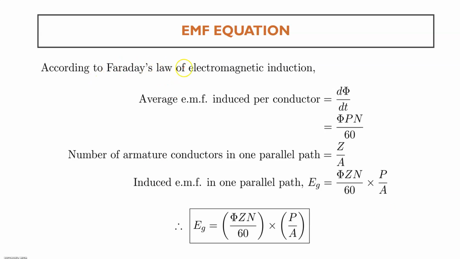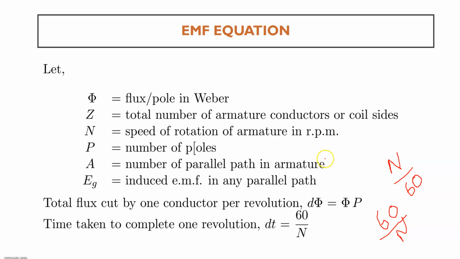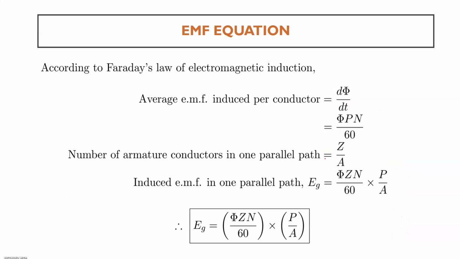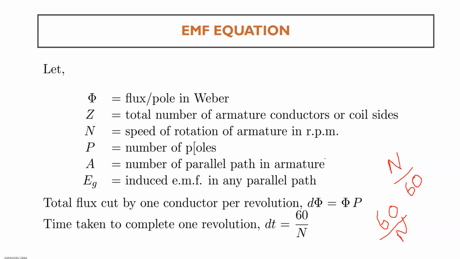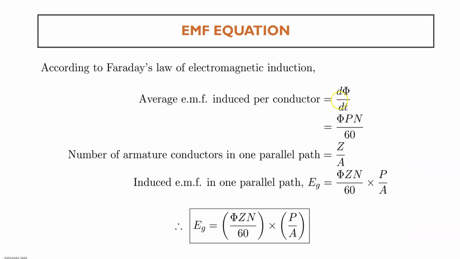Now according to Faraday's law of electromagnetic induction, the average EMF induced per conductor is equal to dφ/dt. This equation you have already studied in your first year class. So you already know the value of dφ, which is equal to φP, and dt is equal to 60/N. Substitute these values here, then we will get φPN/60.